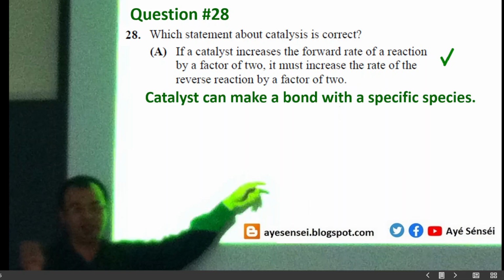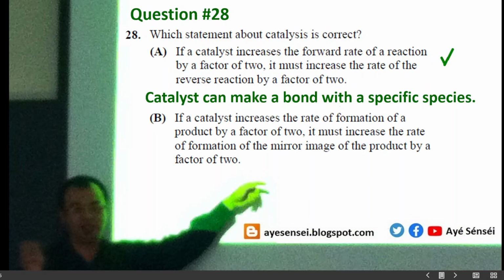This statement is correct because basically what catalysts do is, it just makes a bond with specific species. So that means if the forward reaction is multiplied by a factor of 2, then it should do the same with the reverse reaction. That's the theory.